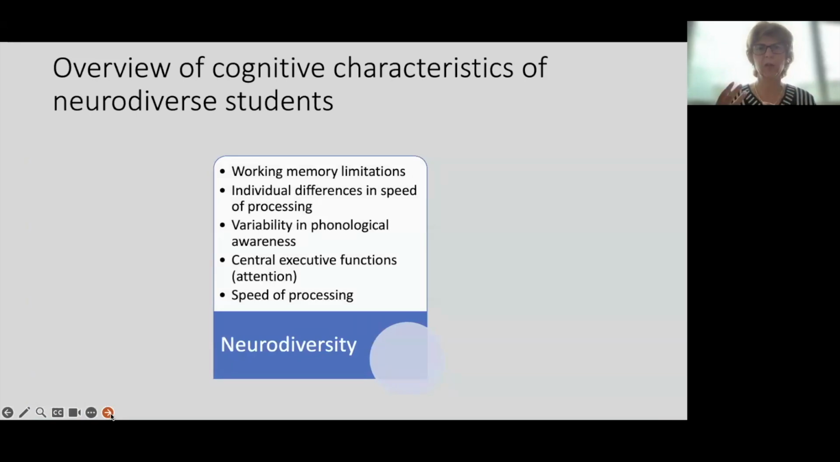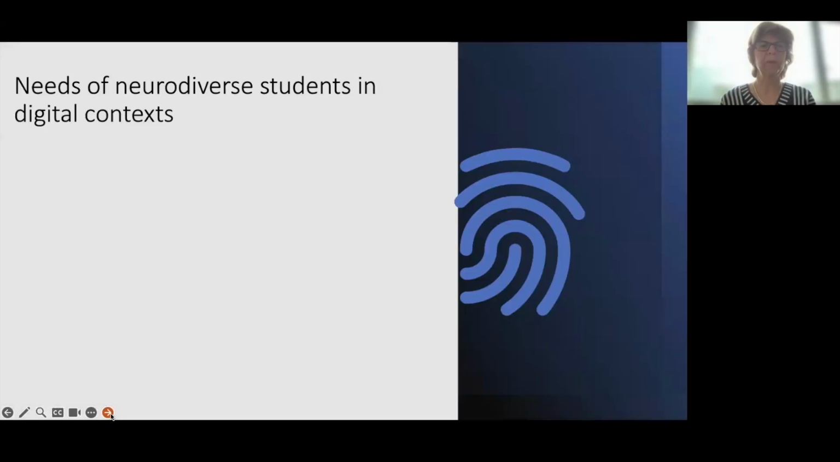Students with, for example, dyslexia or other kind of specific learning difficulties, as well as students with ADHD, so attention-related issues, they might have some difficulties with what we call central executive functions, which is to do with partly regulating your attentional resources, but also goal setting and keeping to your goals and not getting distracted, right? And also these students can be a bit slower in general processing information, right?